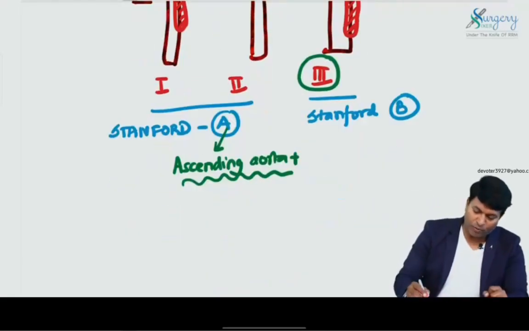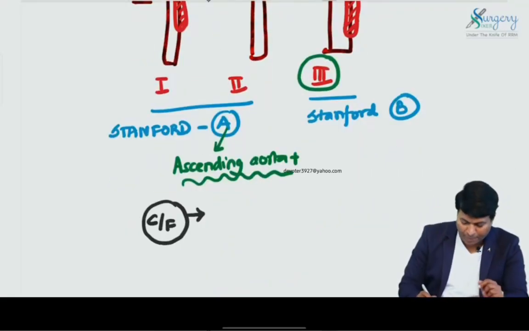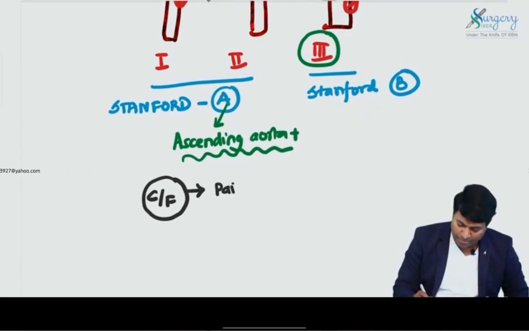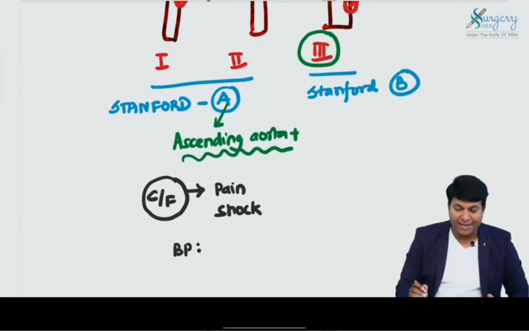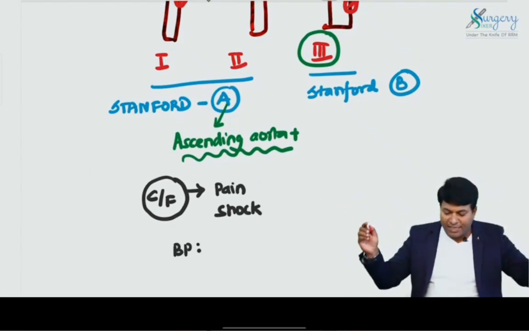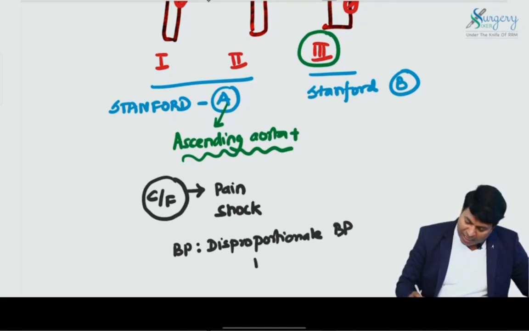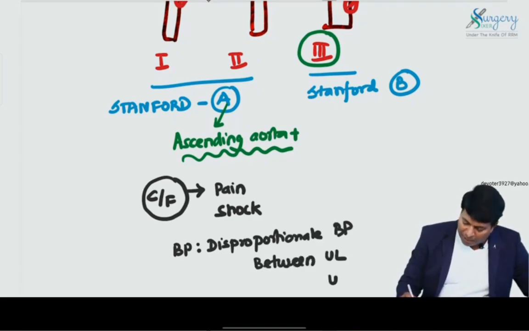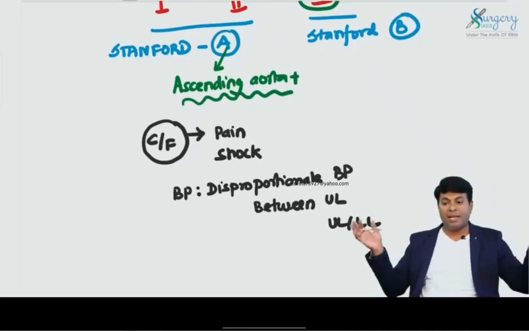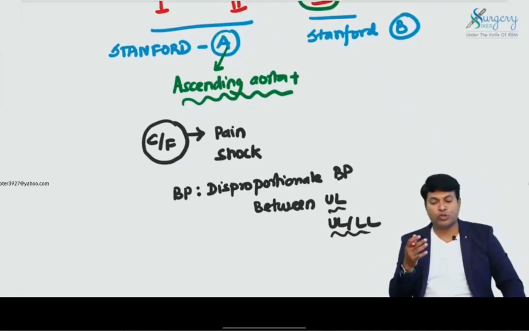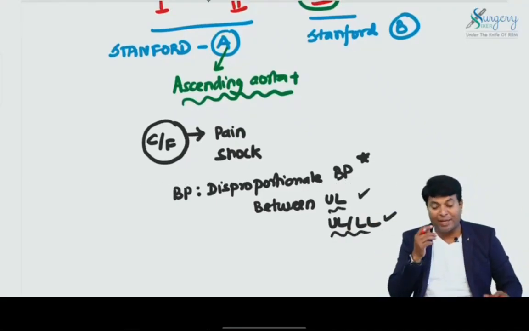At this point, I want to tell you one important clinical feature which we have already discussed in trauma. What is the classical clinical feature? The patient will have pain, shock, and when you measure BP, there is disproportionate BP between the upper limbs or between the upper limb and lower limb. Please don't forget this. This is a classical MCQ.